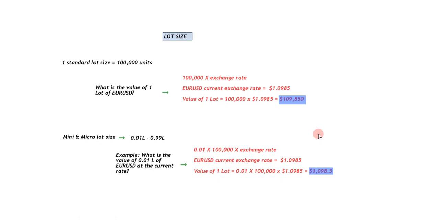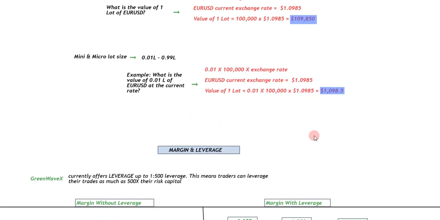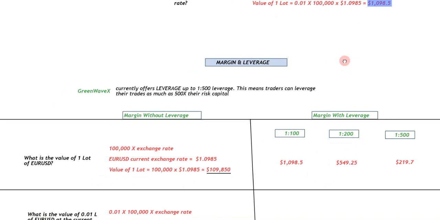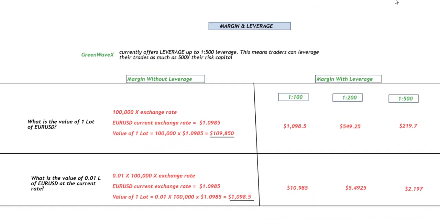Now with all this, even with 0.01, this looks very, very big for a whole lot of people. And that is why leverage is introduced, which means that you can borrow a bulk percentage of this margin size from your broker. Let's look at how that works, and that is what we call leverage. Currently Greenwave Exchange offers 1 to 500 leverage.